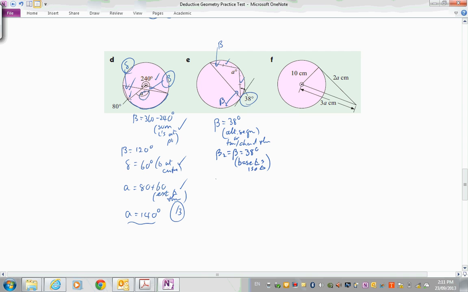Okay, so what have we got? A plus 2 beta must equal 180, sum of angles of a triangle. So A plus 76 equals 180, A is 180 take 76, which is 104 degrees. Okay, so A is 104. Let's mark it. 1 for that, 1 for the base angles, then 1 for the rest of it, out of 3. Must have most of the reasons there. Let's look at the last one.